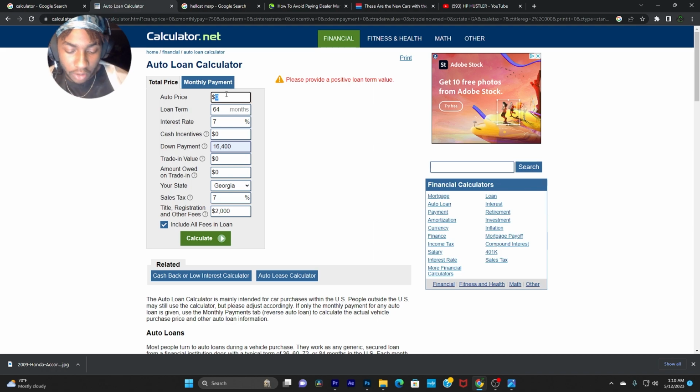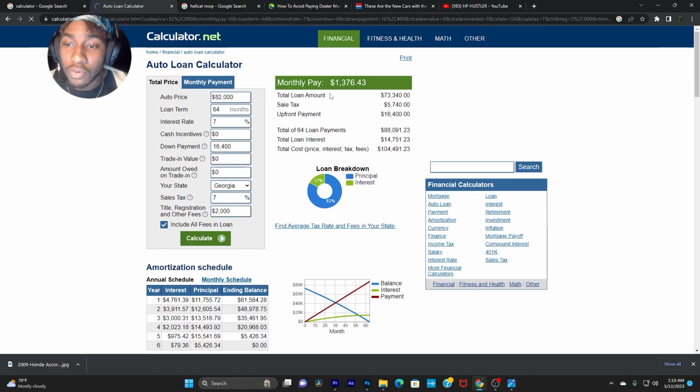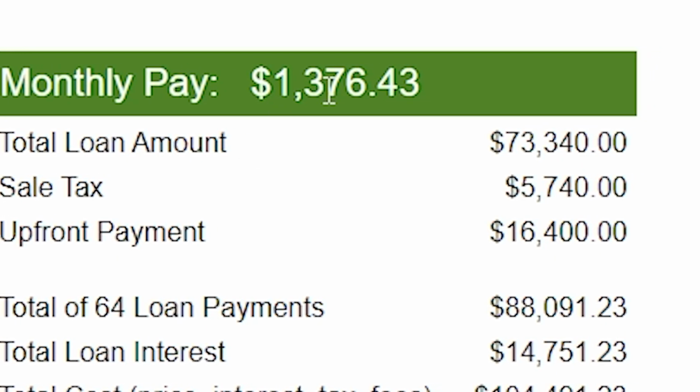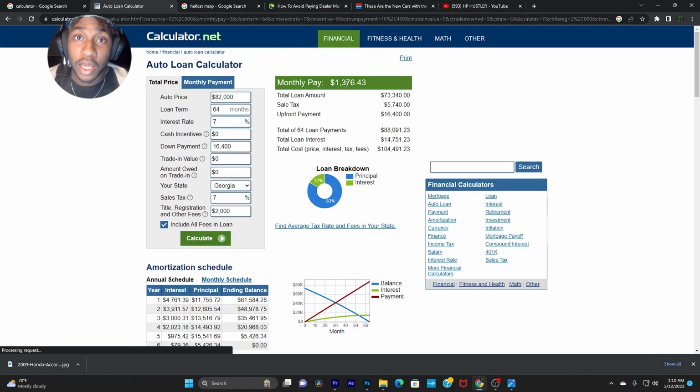Total price for the Hellcat is $82,000. So every month we're gonna pay about $1,374. That's how much you would be paying roughly.